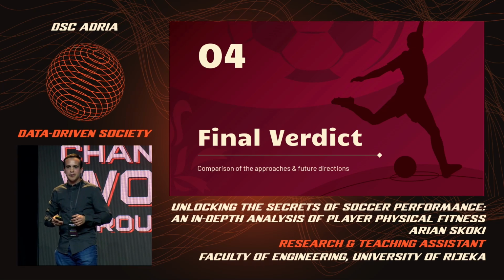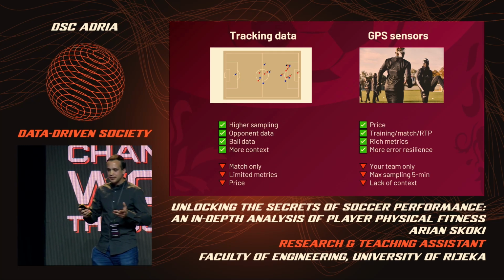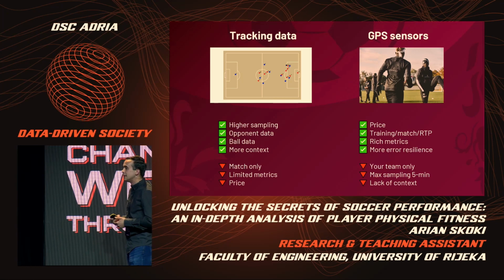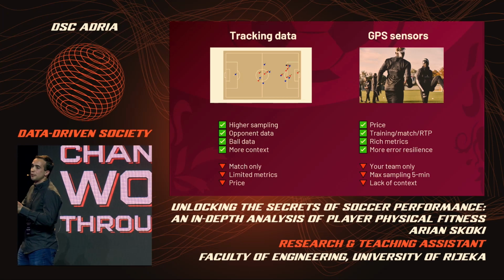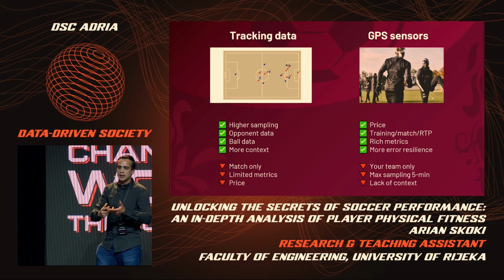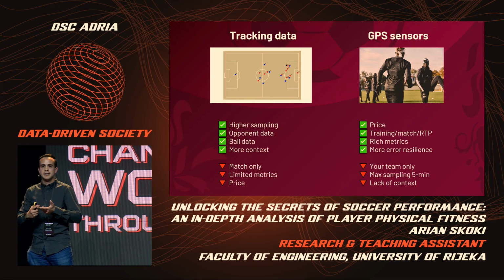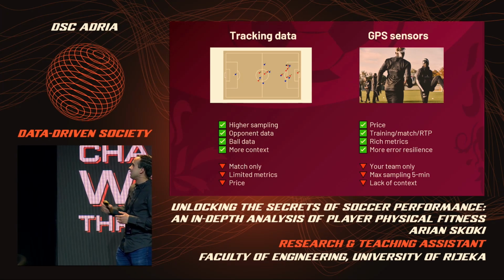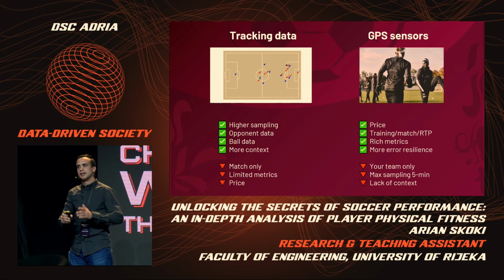So we have a look at these two types of data, tracking data and GPS data. Why would you use tracking data? You have context. You know where the ball is. You know where your opponent is. You can calculate very frequently because the frequency rate of this data is very high compared to the GPS, where we have only a 5-minute splitting rate. We can do it in 3 minutes. Some providers do it, but not less than that.